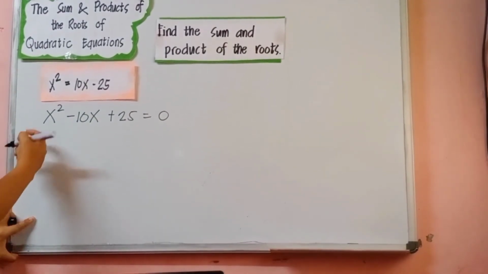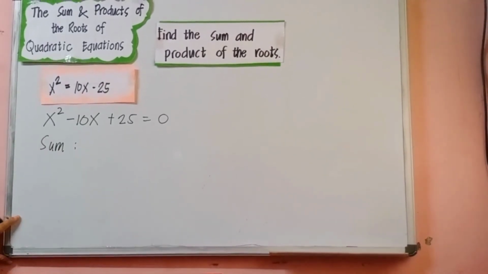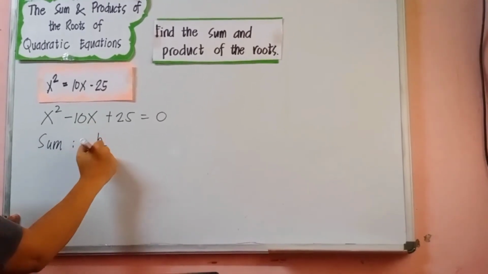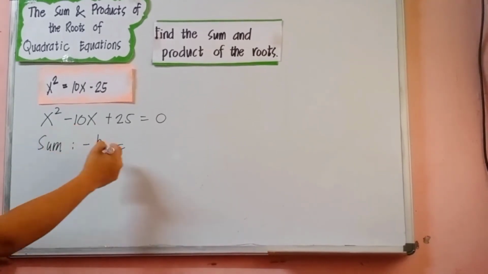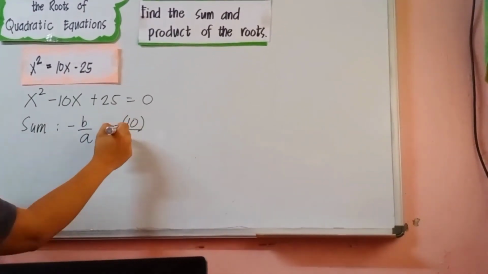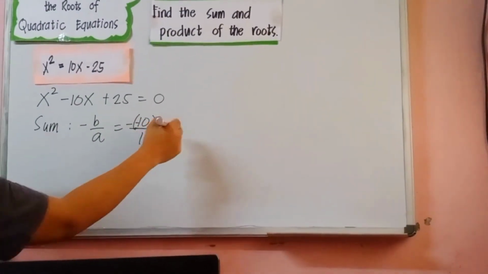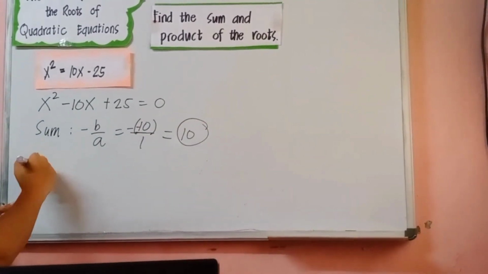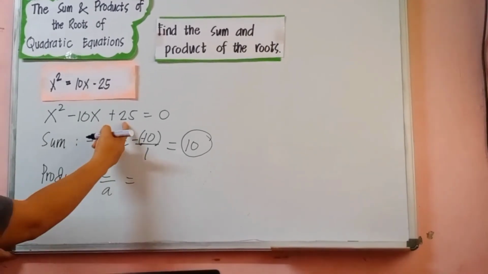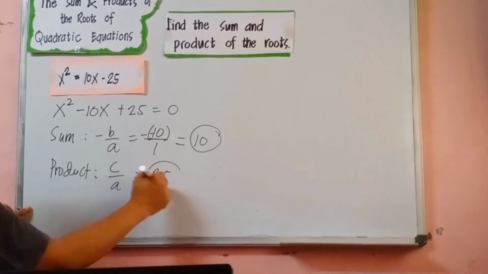Now, since our a is equal to 1, it will be easy for us to identify the sum and the product of the roots of this equation. Now, for the sum, we simply make use of negative b over a. Now, our b here is negative 10, and our a is 1. Now, negative times negative is positive, so that's 10 divided by 1 is 10. For the product, we have c over a. Now, our c is 25. Since it will be divided by 1 for a, we can automatically answer 25.